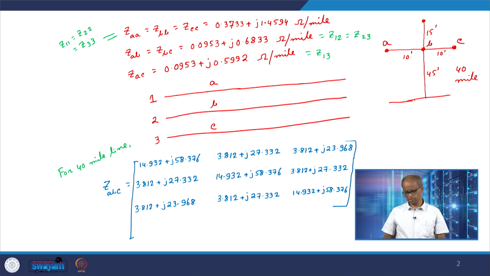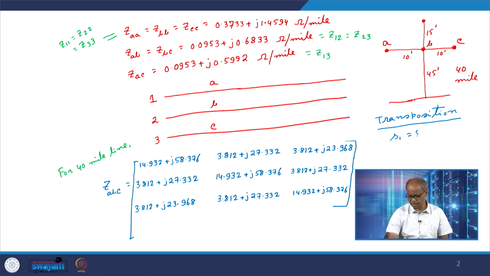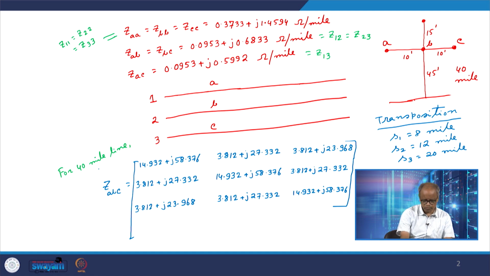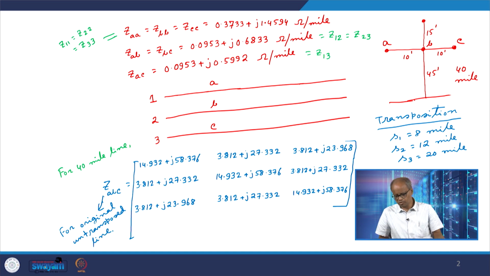Now, what we are considering is that this 40 mile line is now being transposed in three sections, S1, S2 and S3. The length of S1 is 8 mile, length of S2 is 12 mile, and length of S3 is 20 mile. So this was for the 40 mile line, for the original untransposed line.